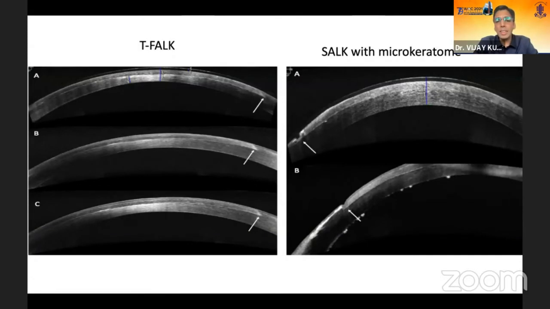Here you can see the difference at the graft-host junction. Compared to the traditional techniques, you can see there is a 45 degree angle at the graft-host junction, and the donor and the recipient corneas have fitted very well into each other, and the surface is very, very smooth.